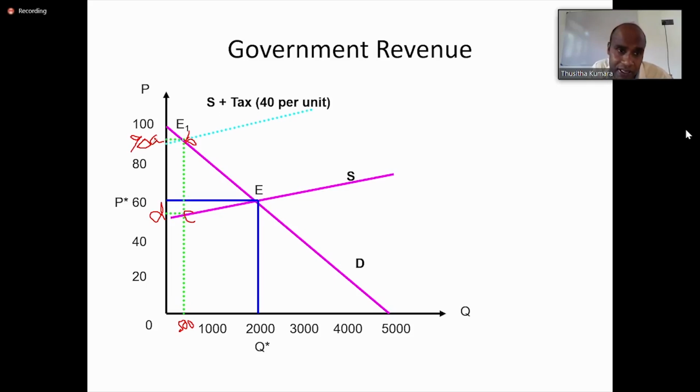In this graph, this is the A, B, C, D area. If you want to show it in a graph, total tax revenue will be A, B, C, D. This rectangle area, right? That is the total tax amount. If you want to calculate the value, here the width is 500 and the height is 40. 40 multiplied by 500 goes to 20,000. So that can be done.